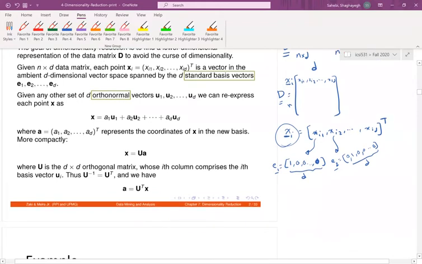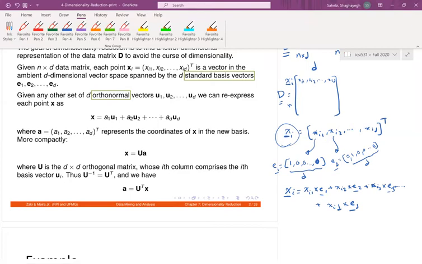So basically it means that we can rewrite our data vector xi in the original d-dimensional space like this. We can say it's a linear combination of our standard basis vectors, right? It's equal to xi1 multiplied by vector e1 plus xi2 multiplied by vector e2 plus xi3 multiplied by vector e3 plus etc., until xid multiplied by vector ed, right? So this is how we have been representing our data points in the D-dimensional space so far.